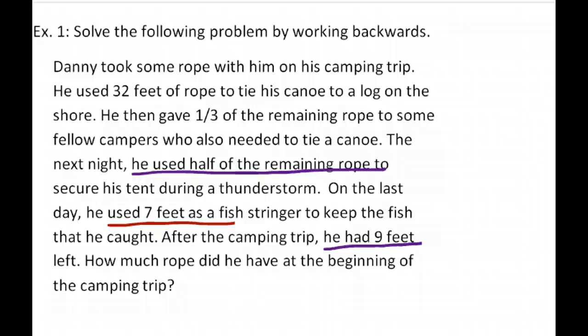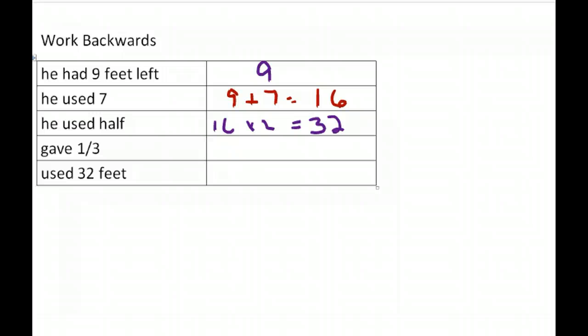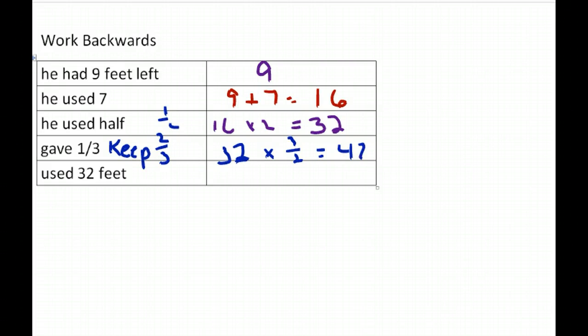He gave a third of the remaining rope to some fellow campers. So he gave a third away. If he gave a third away, how much of the rope did he keep? 2/3. So he has 32 feet, but just like when it was 1/2, we multiplied by 2. If it's 2/3, we're going to multiply by the reciprocal. So 32 times 3/2, and that will give you 48.